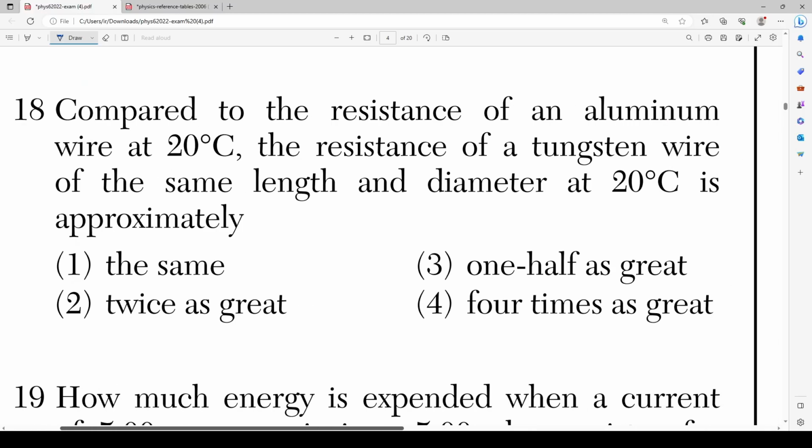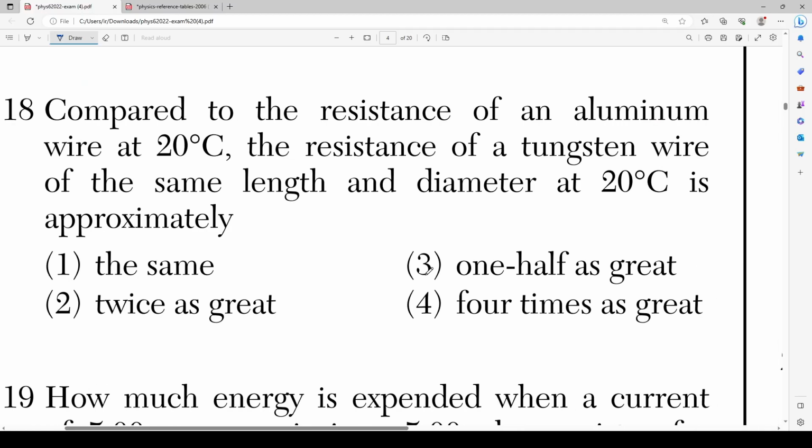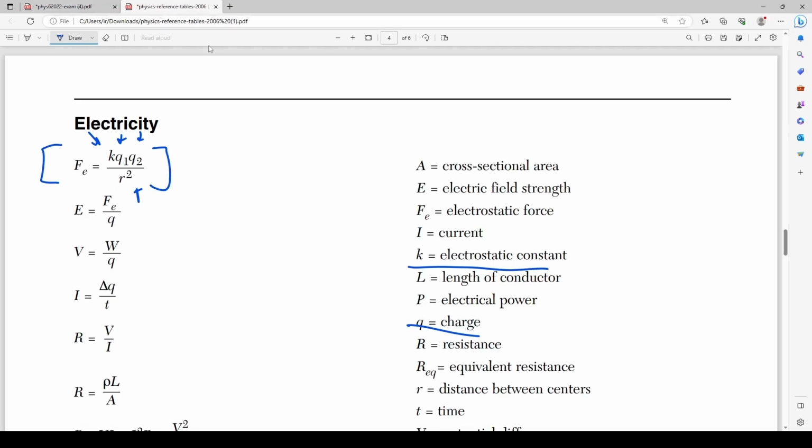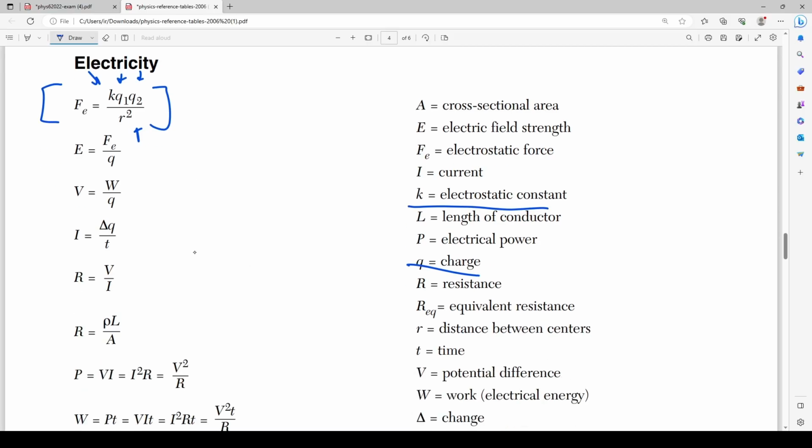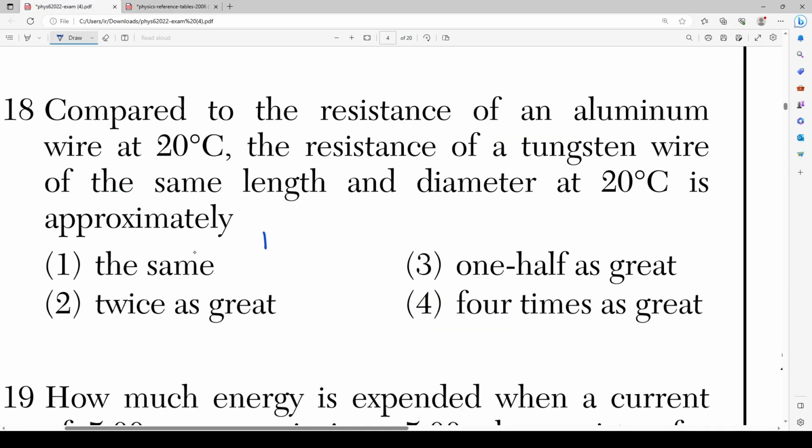Moving on to number 18, it says, compared to the resistance of an aluminum wire at 20 Celsius, the resistance of a tungsten wire of the same length and diameter at 20 Celsius is approximately. Well, I'm going to have to go to electricity and look at this formula: resistance is equal to resistivity times length over cross-sectional area. I'm going to write that down here: R is equal to PL over A. They're saying that it has the same length, so L is out of the game.